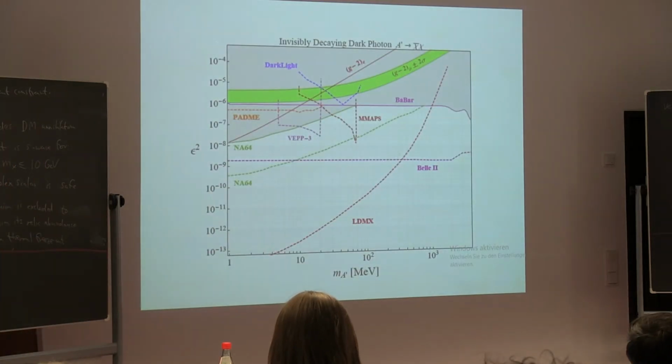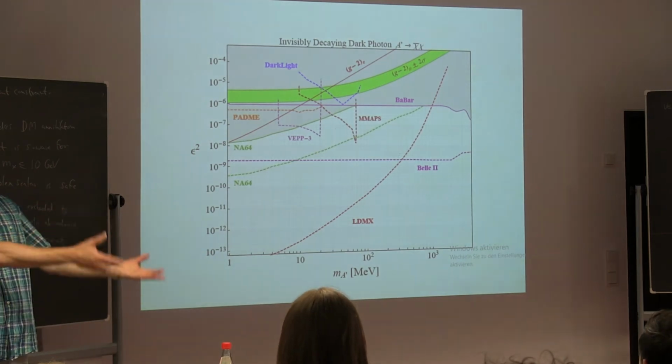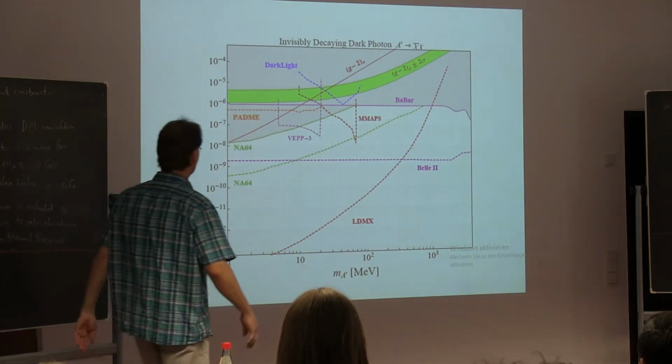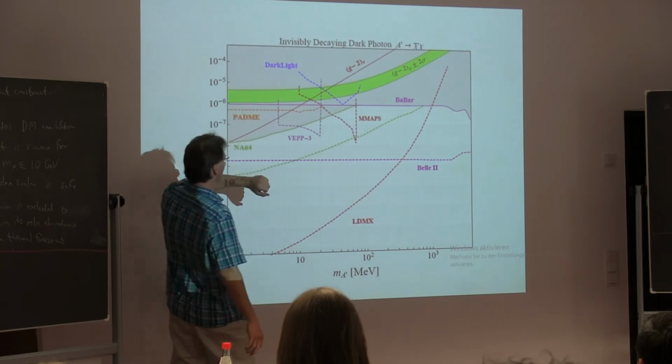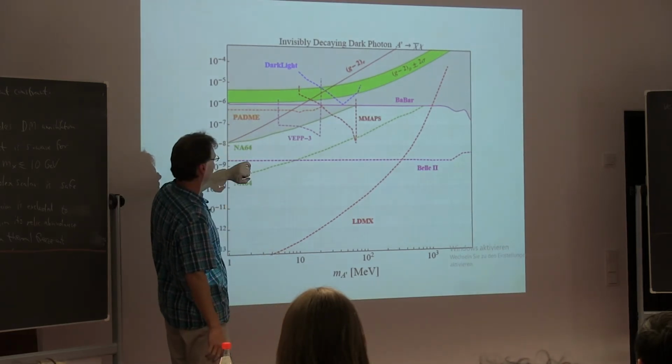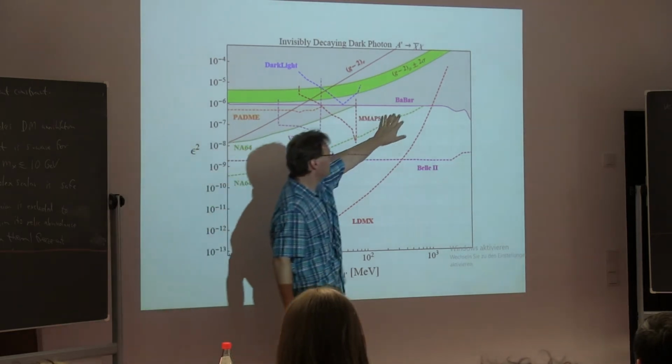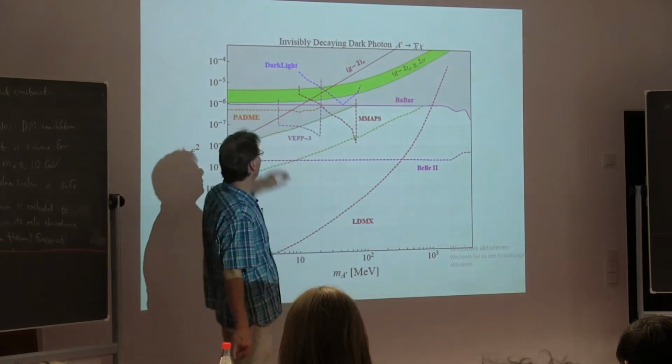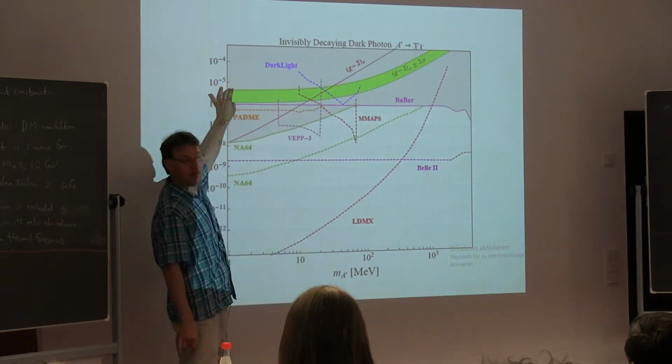Okay. And then finally, the same channel but decaying invisibly. So now that's the dark photon decaying to light dark matter. Here are the constraints in gray. So I mentioned to you this NA64 search very recently. There's a BaBar search looking for gamma plus nothing. And here's the g minus 2 favored band. And again, you see it's excluded, unfortunately.